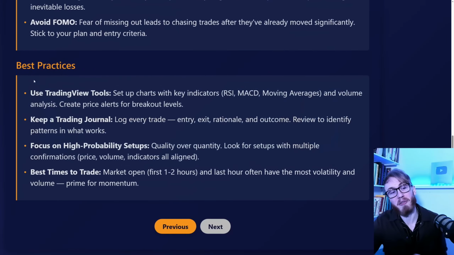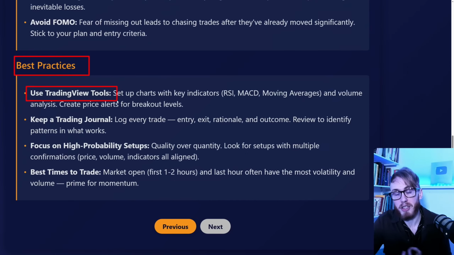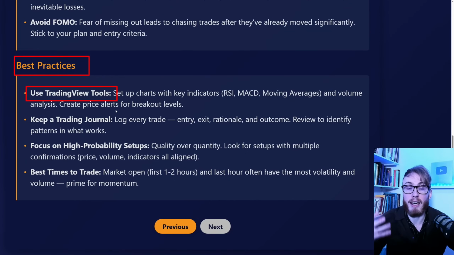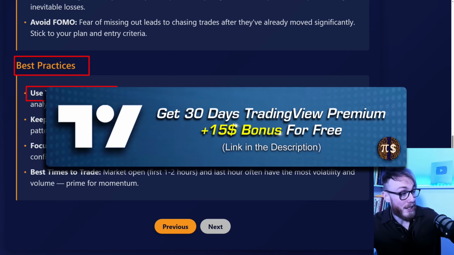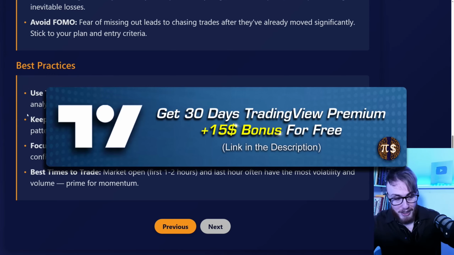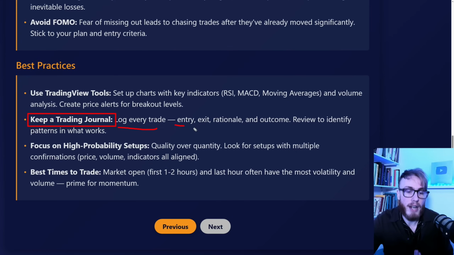Last but not least, guys, before we wrap this up, here are some best practices. First of all, you need to have good tools. For example, if you have been following the channel, you know that I love TradingView, and as I said before, I do have a special link to TradingView, so make sure to use that one if you for some reason haven't gotten started with TradingView yet. Another best practice that I haven't talked about too much is to keep a trading journal. Logging your trades, your entry, exit, and also the reasoning behind the moves can be a very good best practice.